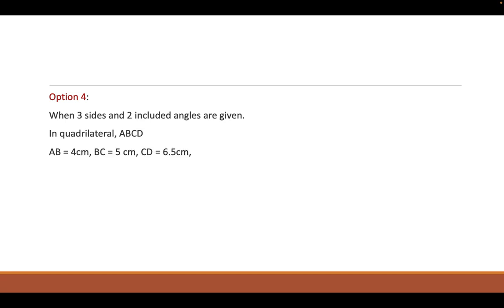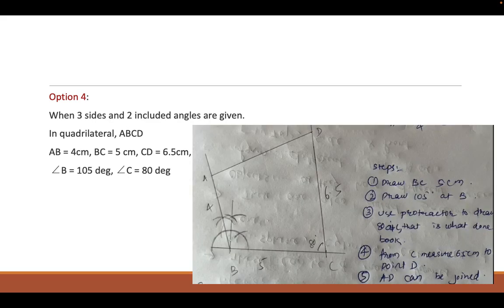Now the last option of the quadrilateral, this is when three sides and two included angles are given. How to do this? Quadrilateral is ABCD, the measurements given AB, BC, CD, which is given 4 cm, 5 cm, 6.5 cm. All the three sides are given. Angles B equal to given 105 degree, C equal to given 80 degree. Now this is little different. I will tell you why.